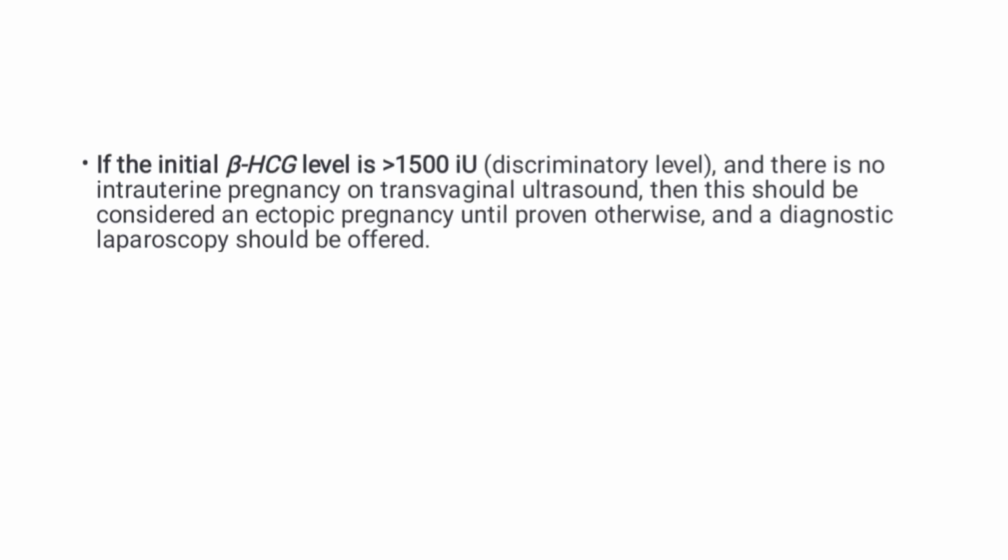Then after you take the beta HCG, if the initial beta HCG level is more than 1,500 international units, which is the discriminatory level, and there is no intrauterine pregnancy on transvaginal ultrasound, then this should be considered an ectopic pregnancy until proven otherwise. Then a diagnostic laparoscopy should be offered.